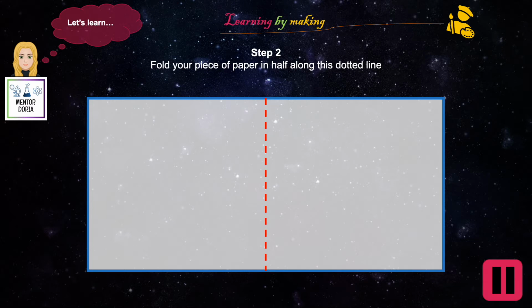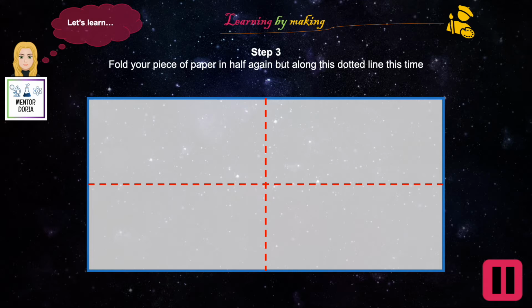Next, fold your piece of paper in half along the dotted line on the screen. If you unfold your piece of paper, you should see that the 2 folds you have made should cross each other in the middle of your page, like on the screen. Take some time now to double check that this is what your piece of paper looks like. Does your paper look like this?